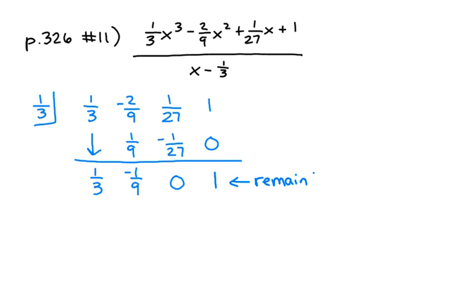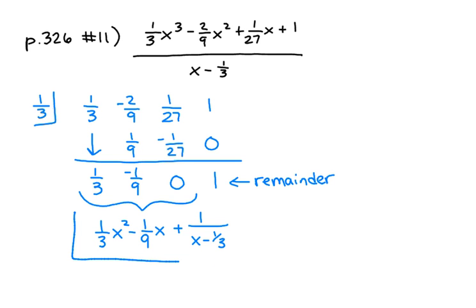It did not go in evenly. We have a remainder. And the rest of this here would represent, let's see, if 1 is the remainder, then 0 is the constant, negative 1/9 is for x to the first, and 1/3 is for x squared. So we have 1/3 x squared minus 1/9 x, and then plus, when you have a remainder, put it over what you divided by, so 1 over x minus 1/3. And that is the answer to the problem.